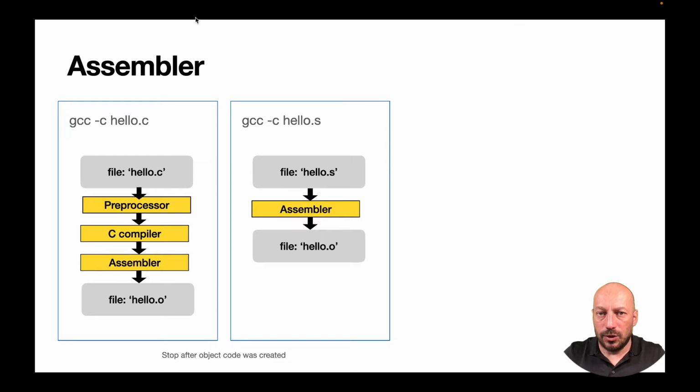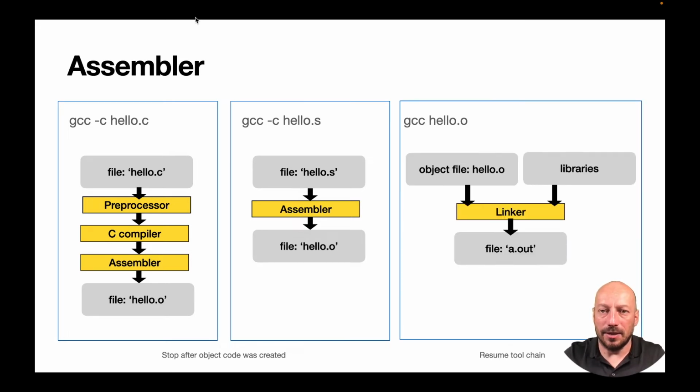Now you also can resume the toolchain after the object file was generated, by calling the linker with GCC. This is nice, using GCC as a wrapper in this respect and not directly calling the linker, because then you don't have to care about the paths that are needed for finding the libraries that are required.